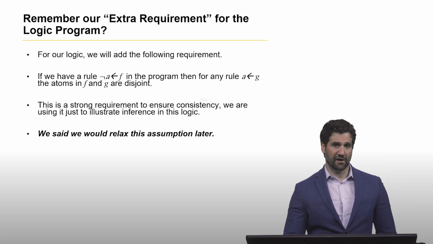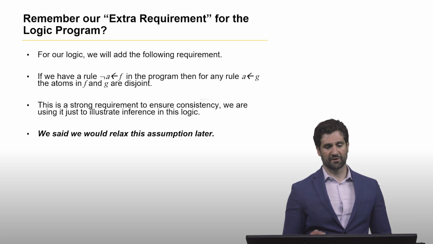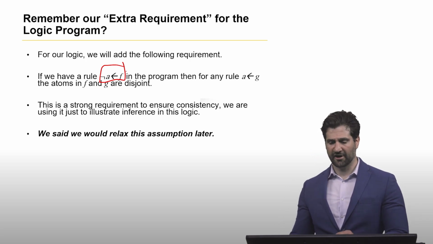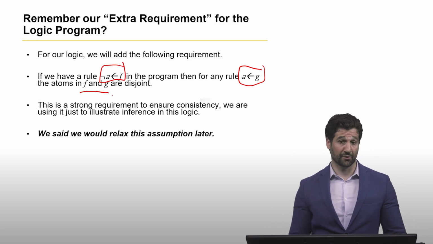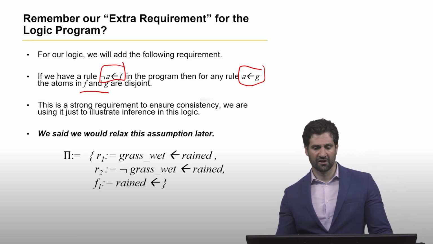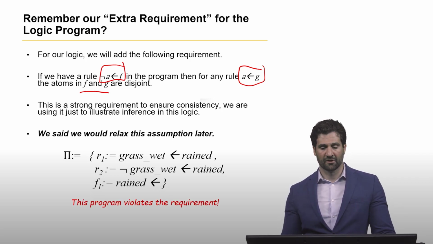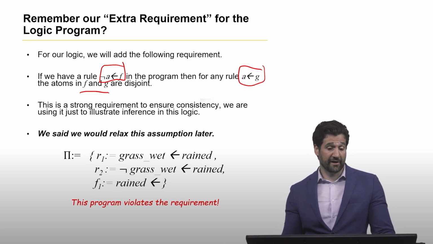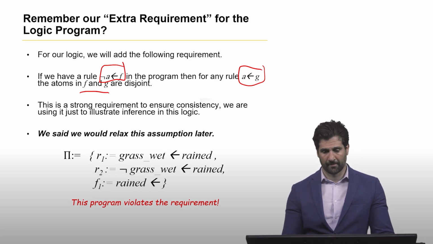So you may recall earlier on we made this assumption in our class on open world reasoning where we said that if we have a rule, if F then not A, then for any rule, if G then A, F and G are disjoint. And we said we'd relax this, and as you can see here, this clearly violates this extra assumption. And there's going to probably be cases where this may happen. You can also think of, hey, if I'm learning the rules from some really noisy data, maybe these kind of things will arise.